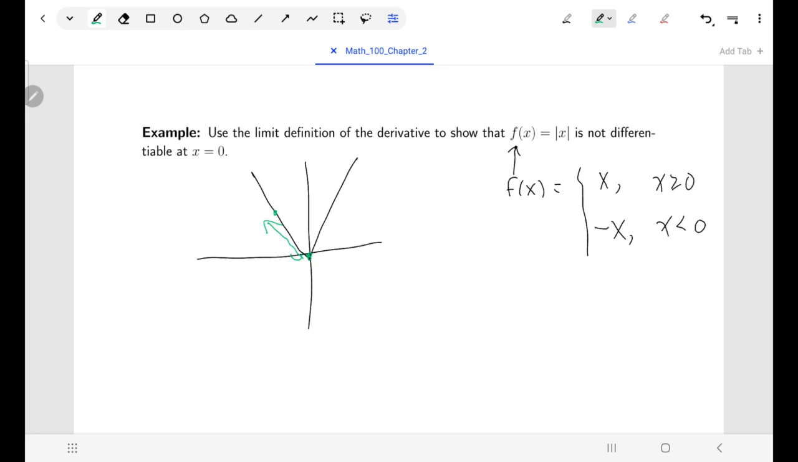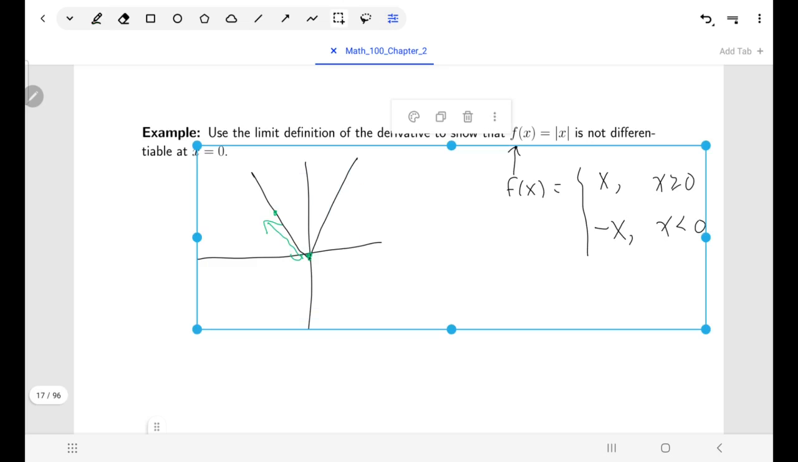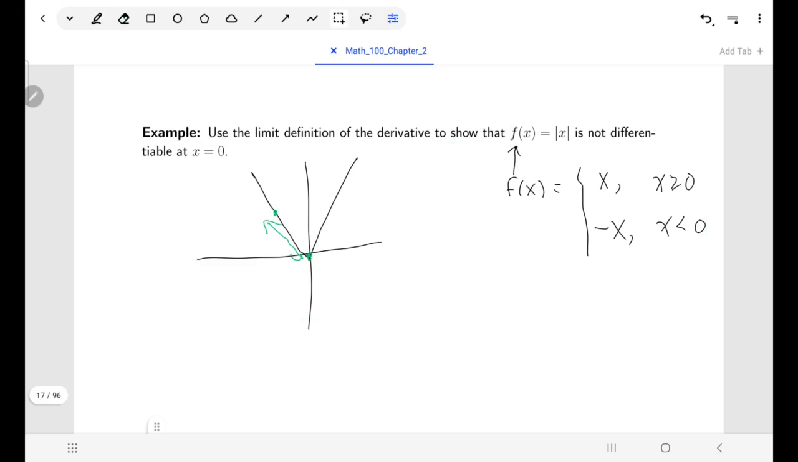So here, when I'm looking at my limit with my difference quotient, I won't be able to just look at what happens as delta x approaches 0. I'll have to look at what happens when delta x is approaching 0 from the right, and what happens when delta x is approaching 0 from the left. In other words, I'll have to look at my derivative from the left and my derivative from the right and see what I get.